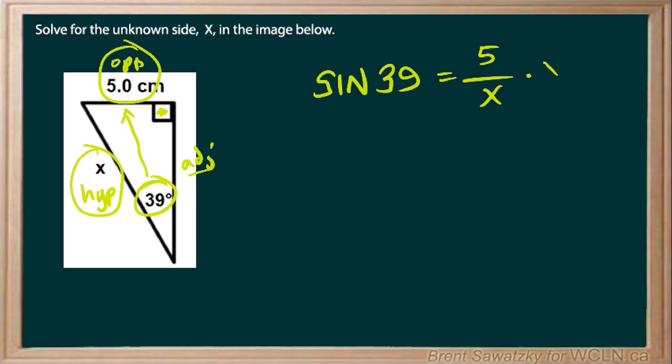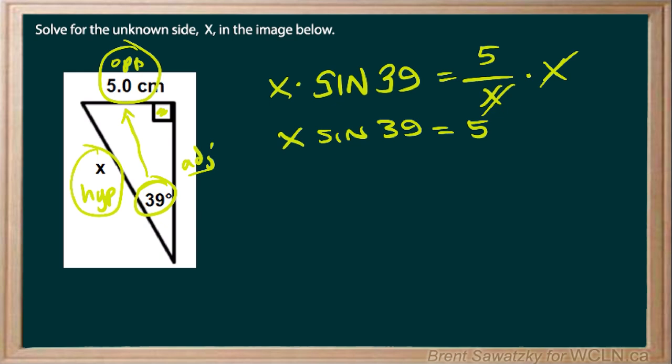So if we multiply both sides by x, and remember, if you multiply both sides by the same thing, you haven't changed the equality, and that cancels the x's over here. So now we're left with x sine 39 equals just 5 over there. Now we have the x on the top, so we're happy. But we still have to solve for the x or isolate the x.